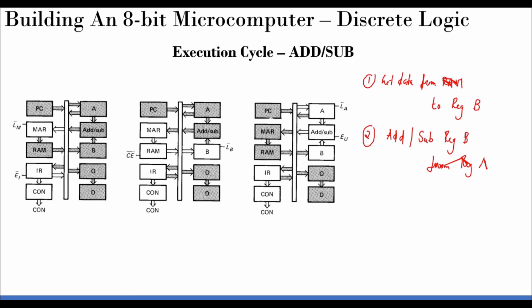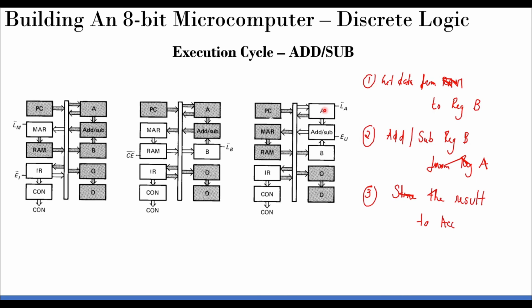And then in this step, you are adding, right? These two, A and B, are added, and that content is stored in register A. So that's the thing. For add and subtract, this output is put onto the bus, and that is put into the accumulator. So these two steps happen in this particular case.